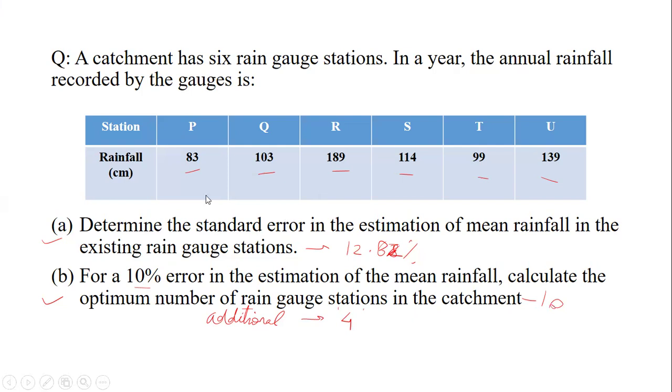Now, what if rainfall data is missing from some of these rain gauge stations? This is what you are going to study in the next part.